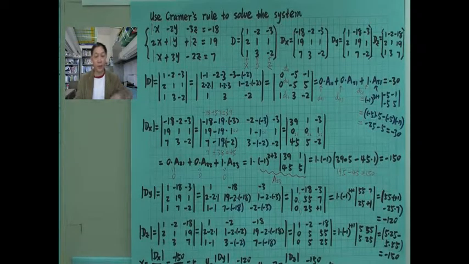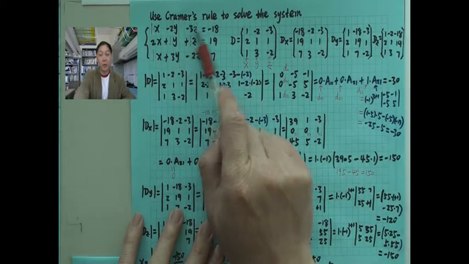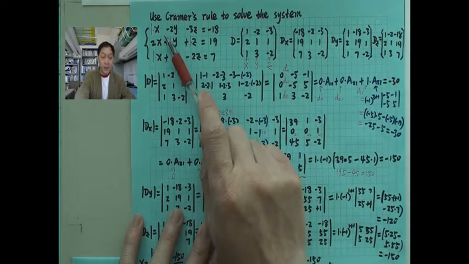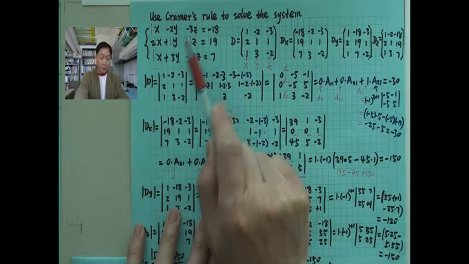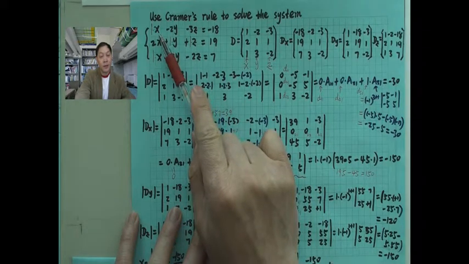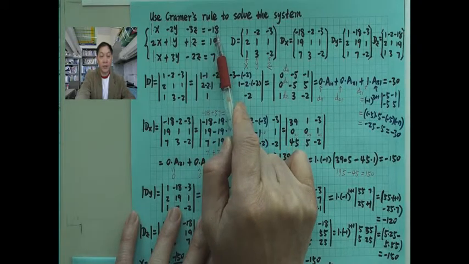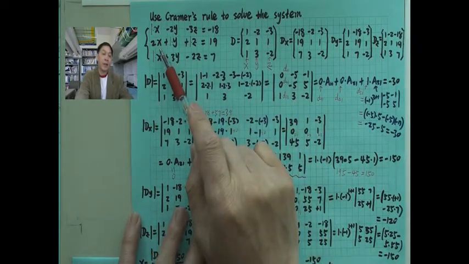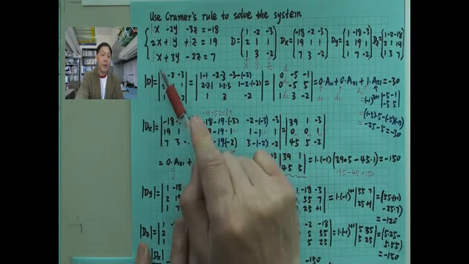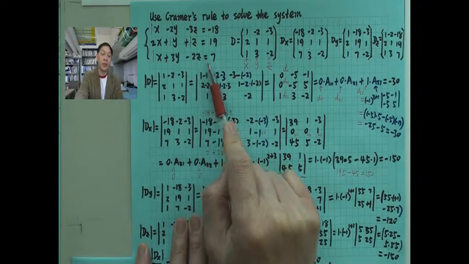In this lecture, we will talk about how to use Cramer's rule to solve this system. Here is this system has x, y, z, three variables. Okay, now the first equation is x minus 2y minus 3z equals negative 18. The second one is 2x plus y plus z equals 19. The third one is x plus 3y minus 2z equals 7.